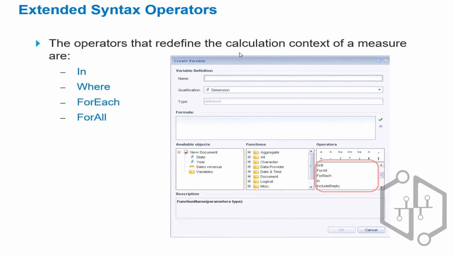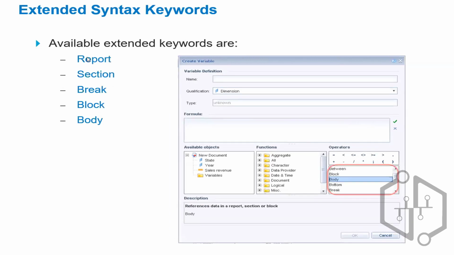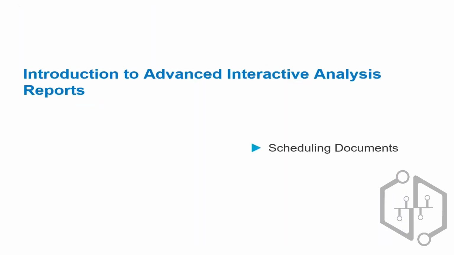And these are the extended keywords available, like whether we want report level, section level, break level, block level aggregation, or body. Here you see some functions and objects that are there in our Webi formula section. These are some reference points. That is about context.